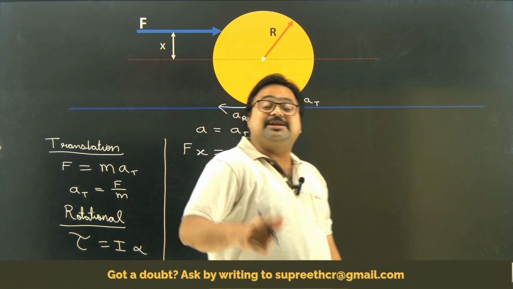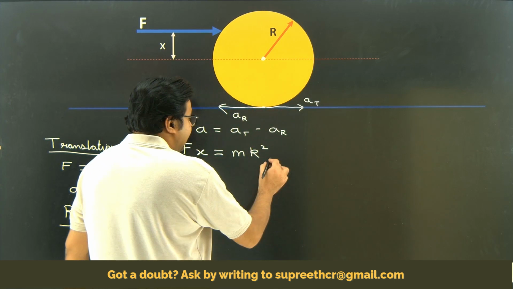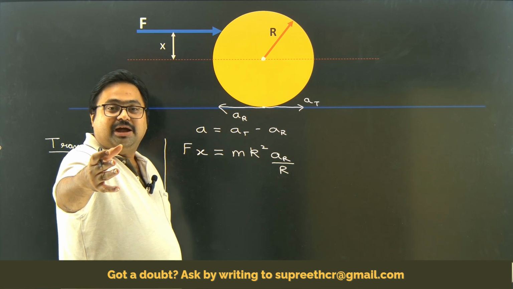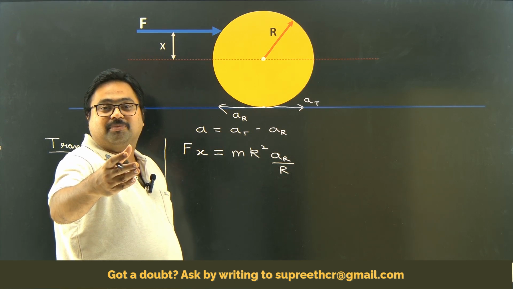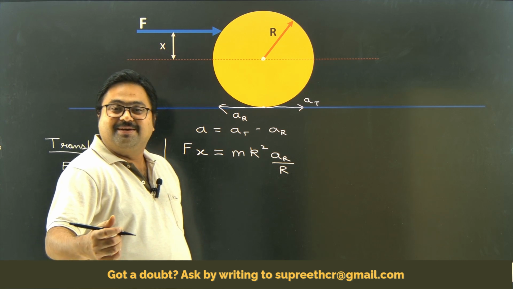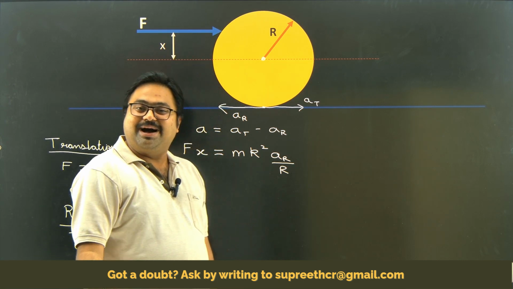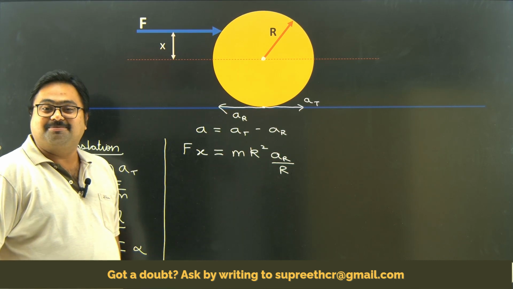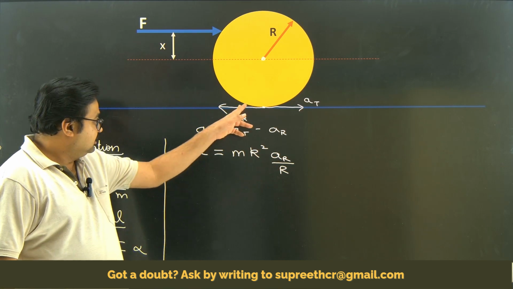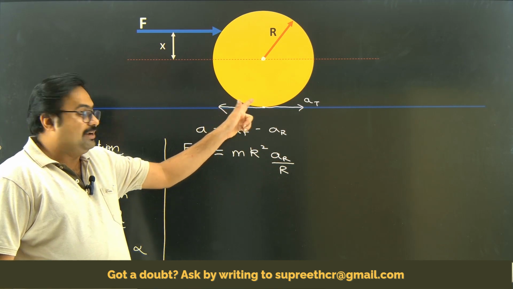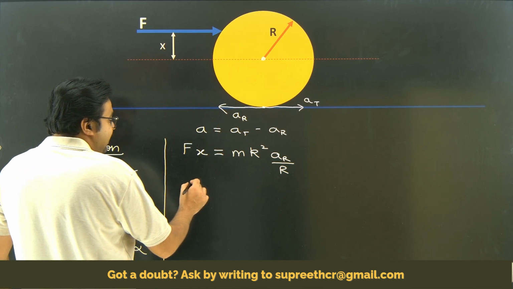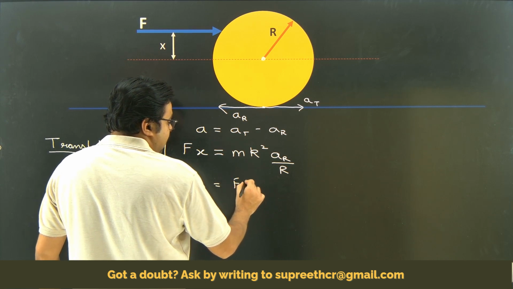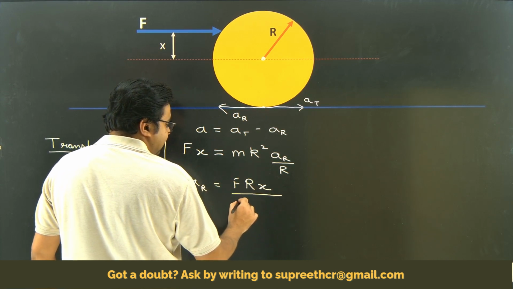Alpha, because the body is in pure rolling motion, you can write AR divided by R. Just like V is equal to R omega, so omega would be equal to V by R, similarly alpha would be equal to A by R because A is equal to R alpha. In place of alpha, I have written AR divided by R. AR is, as just said, the acceleration of that point of contact due to rotation. Now, what does AR become equal to then? AR, my dear friends, becomes equal to F into R into X divided by mk square.